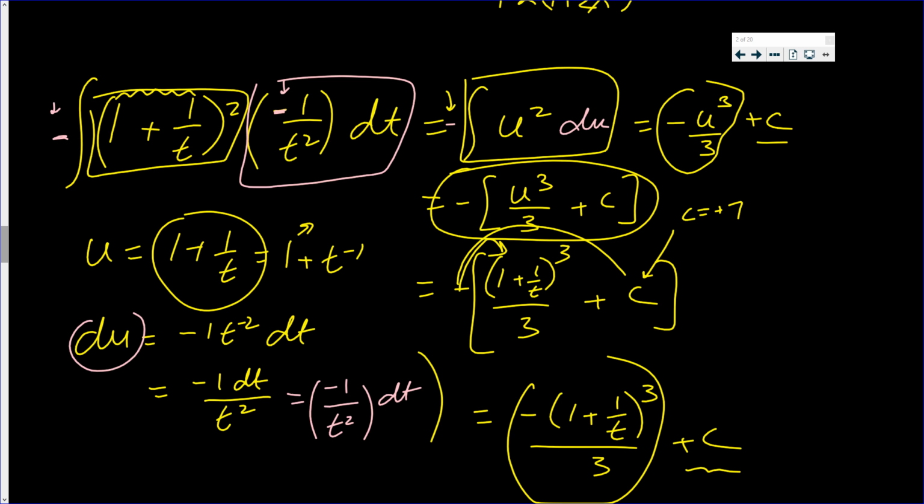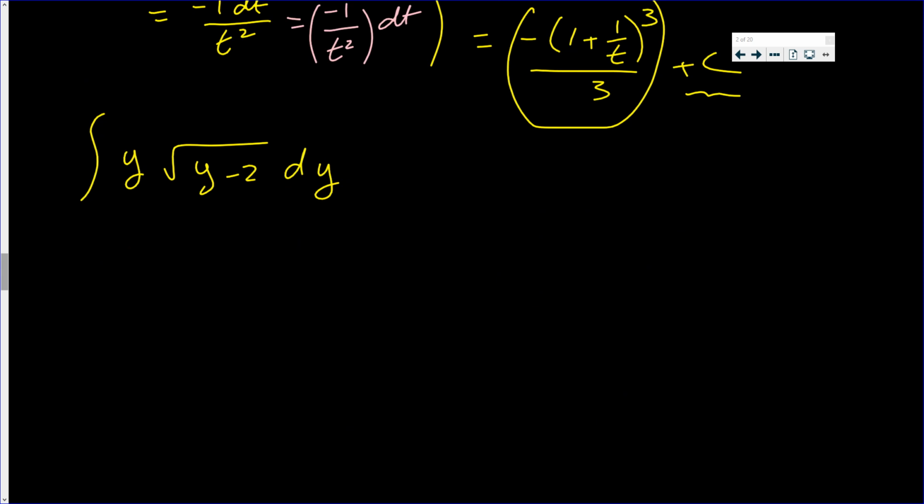Okay. Suppose you have this problem. The integral of y times the square root of y minus 2 dy. Now, if you can distribute the y, then you'll have y to a power plus minus maybe a constant y to the power, and that would be simple. But that square root is in the way.